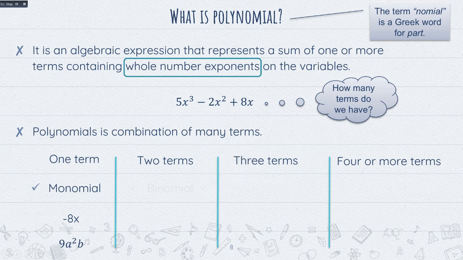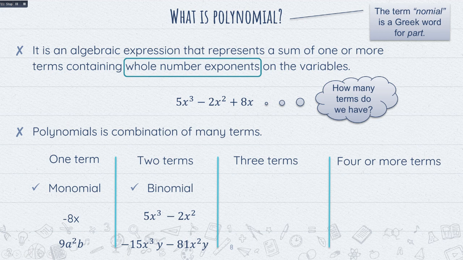For 2 terms, it is called a binomial. Bi means 2, that's why we have 2 terms. An example is 5x cubed minus 2x squared, which is separated by a subtraction operation, meaning the first term is 5x cubed and the second term is 2x squared. The next example is negative 15x cubed y minus 81x squared y.